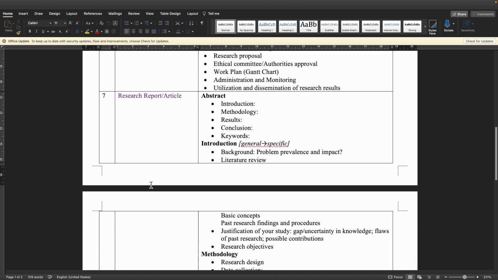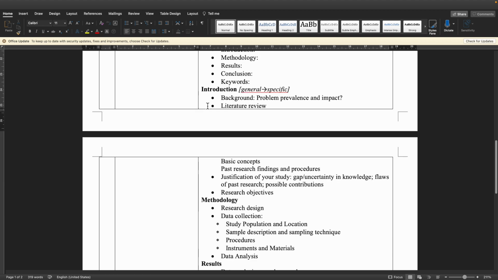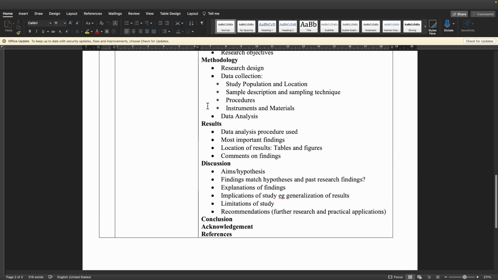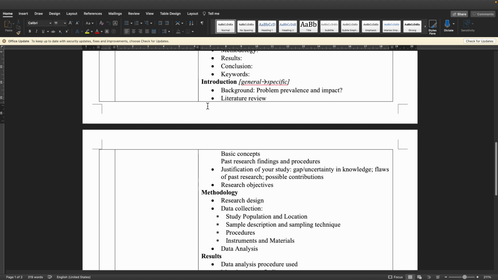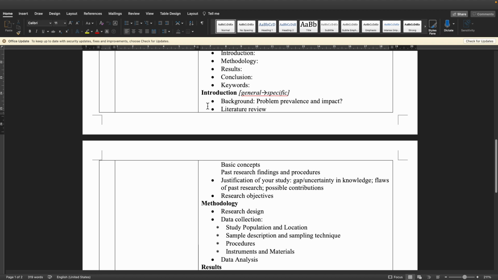The following is a general outline for research report or article. The abstract should be written last, which consists of introduction, methodology, results, conclusions, and keywords. Typical research article is divided into introduction, methodology, results, and discussion sections. In the introduction, move from general to specific. First is the background. Describe the problem, its prevalence and impact. Present the literature review, describing basic concepts and past research findings and procedures.